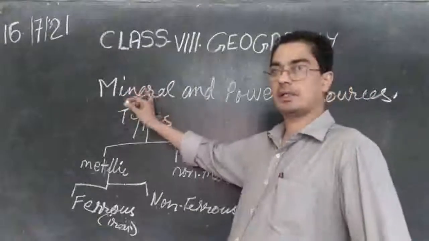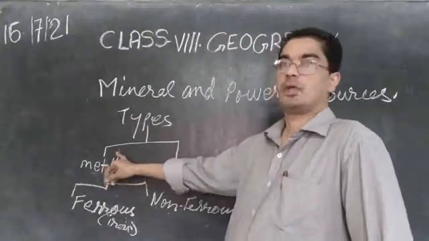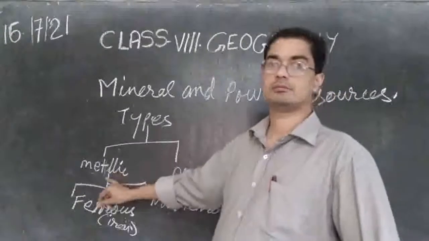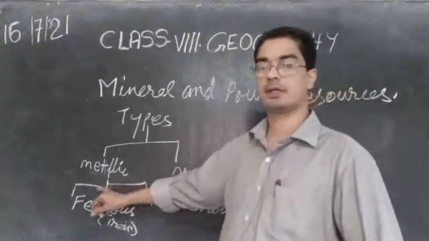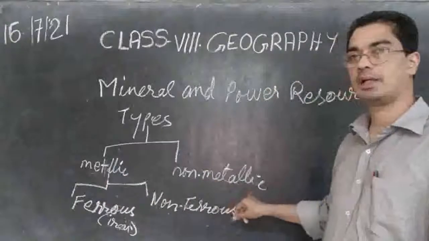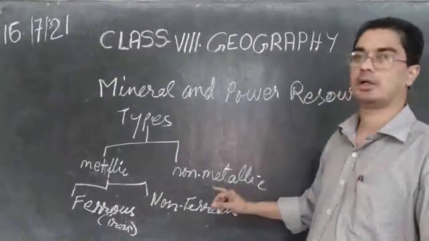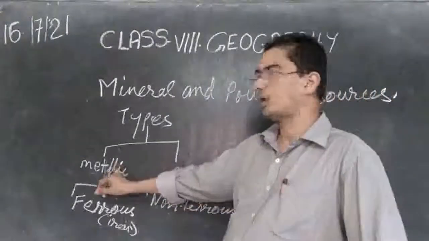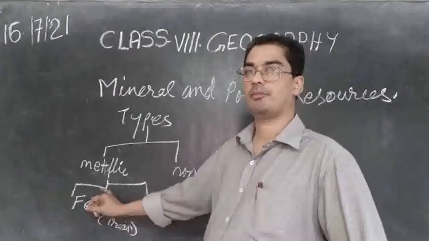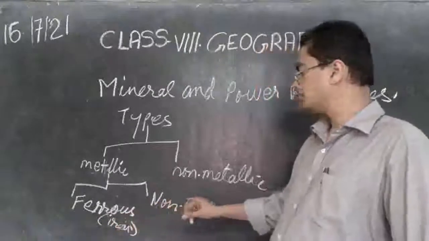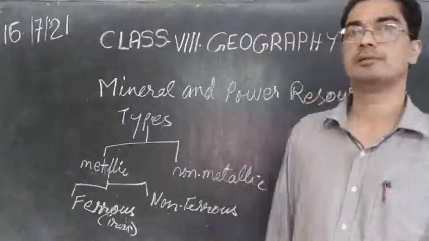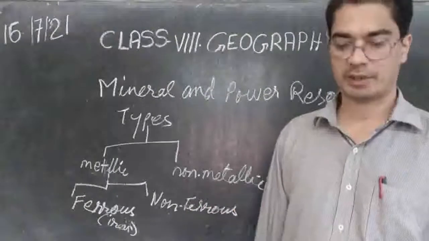So we can say minerals are divided into two types: metallic and non-metallic. Metallic means having metals inside, any type of metals. In general, we broadly classify them into metallic and non-metallic, the latter being minerals not having any metal inside. Then metallic minerals can be divided again into two. One is ferrous, the mineral that has iron content. Then non-ferrous, minerals that do not have iron content. They are another group of minerals.